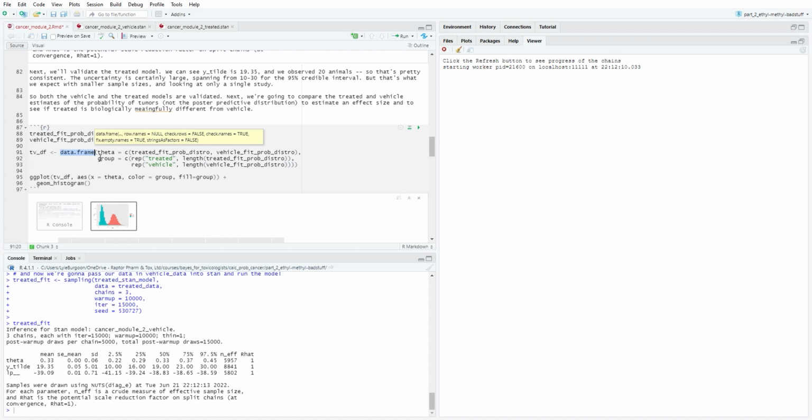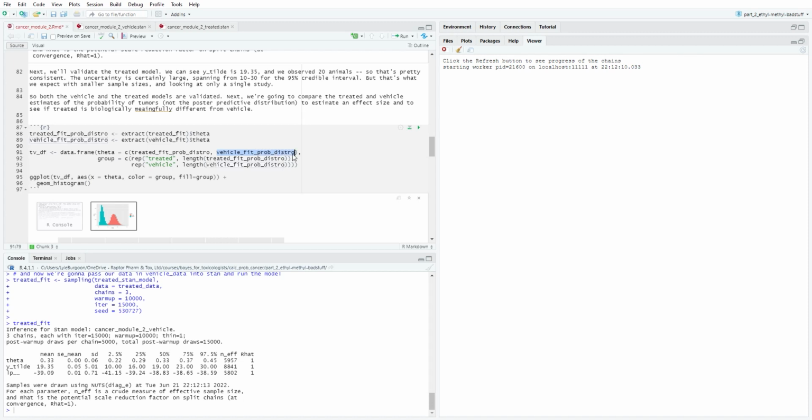So in this case, I'm going to build a 2-column table. The first column is going to be called theta. The second column is going to be called group. Theta is going to have the treated fit prob distro values. So each one of those is an individual row. And then at the end of that column, I'm going to append on the vehicle fit prob distro.